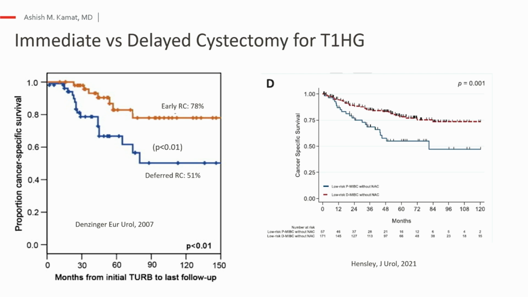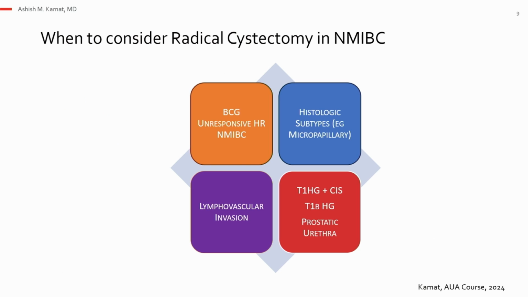And clearly, there's sufficient evidence to show, back in 2007, Denzinger published this. More recently, Pat Hensley published it with our MD Anderson series. If you do a radical cystectomy early for patients with T1 high-grade disease, they do oncologically better. Again, most patients don't want a radical cystectomy, so I'm not saying we should rush to it, but we need to keep that as a negative prognostic factor for our patients when they have T1 high-grade disease.